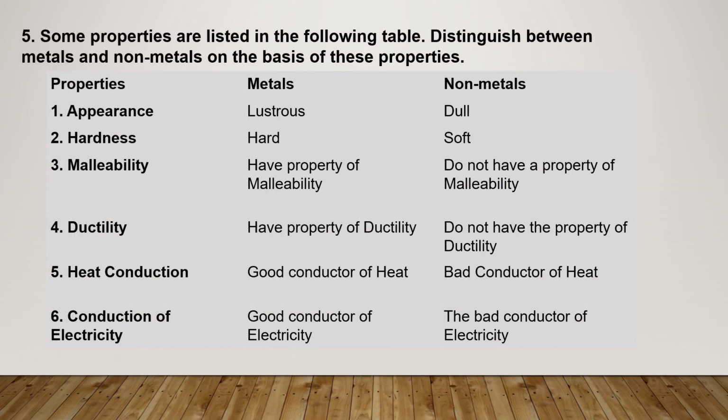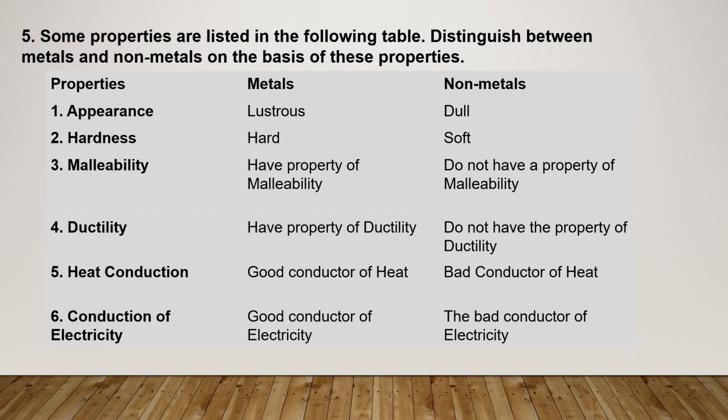Question number 5. Some properties are listed in the following table. Distinguish between metals and non-metals on the basis of these properties. In your textbook, page number 54, you can see one table with the properties. The first one, appearance. I will give the answer also, you can write this answer there. Appearance: metals are generally lustrous, and non-metals are dull.